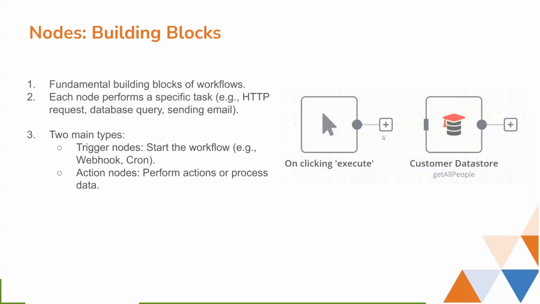If you dive deeper, on the right side you'll see an example of a node, and these are the fundamental building blocks. There are mainly two types of nodes: trigger nodes and action nodes. The trigger nodes are used for triggering a workflow, maybe with webhook and cron, and action nodes perform actions, process the data, and give you an output.